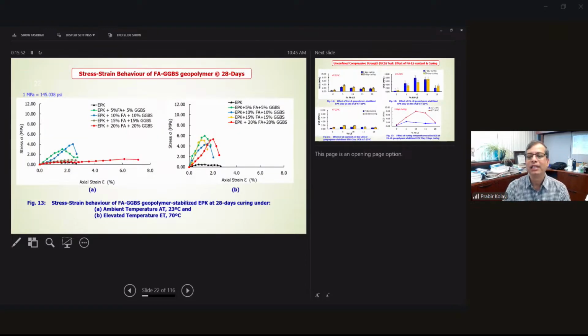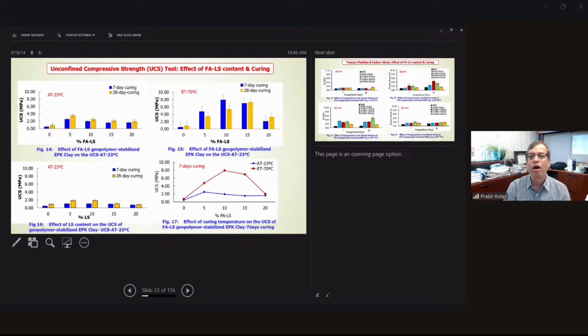And this is the result for 28 days strength, again with fly ash and GGBS. Earlier it was fly ash with lime sludge, now fly ash with GGBS. Again, elevated temperature shows higher strength compared to the ambient temperature.